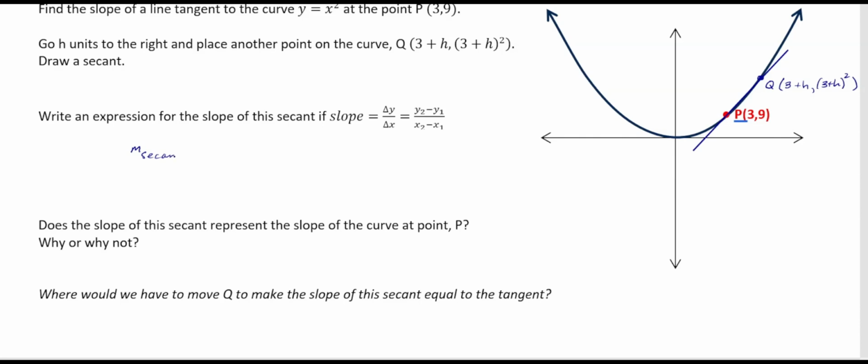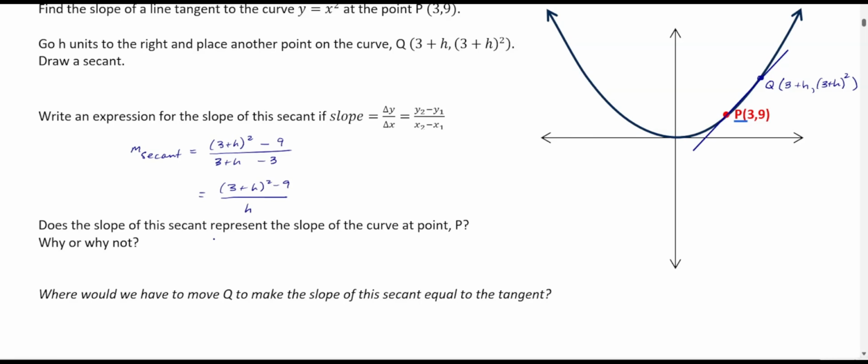Slope of the secant is equal to y2, so that's 3 plus h all squared, minus y1, which is 9, all over x2, which is 3 plus h, minus x1, which is just 3. Note that we can simplify the denominator, and then this is simply 3 plus h squared minus 9 all over h. So does the slope of this secant represent the slope of the curve at point P?